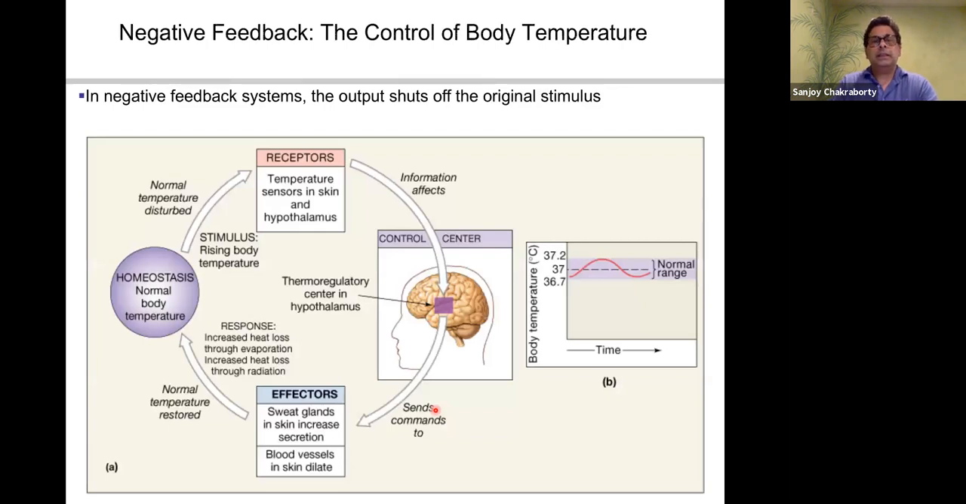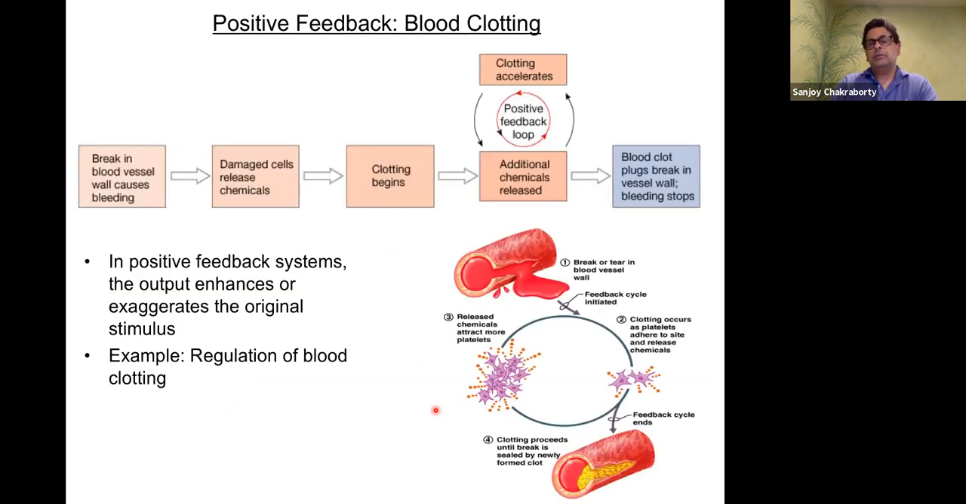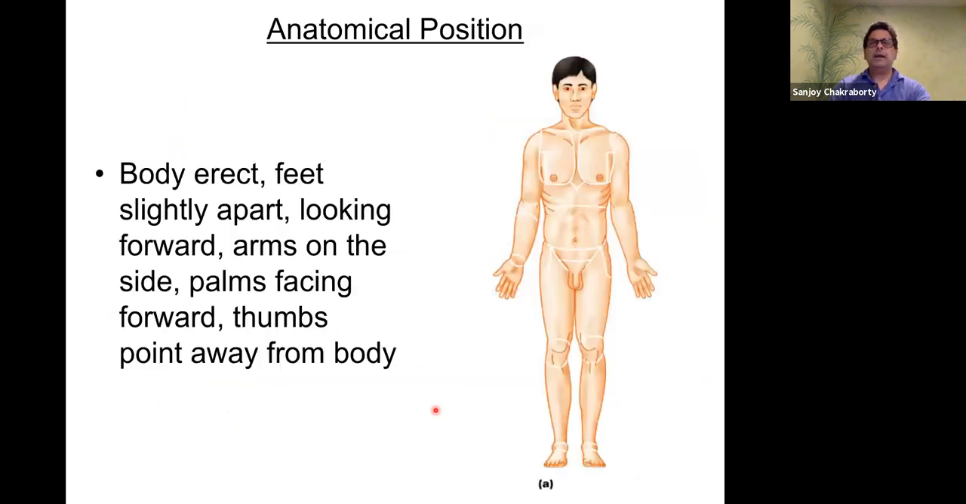This slide explains exactly what I said about the sweat gland. This one explains the childbirth. And this one explains the blood clot. So childbirth and blood clot are examples of positive feedback. The first one is the example of negative feedback. Okay, so that's the first part.